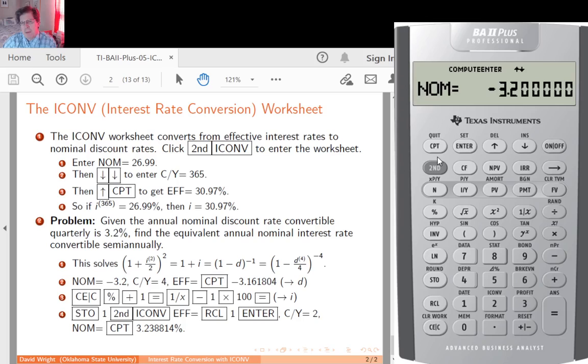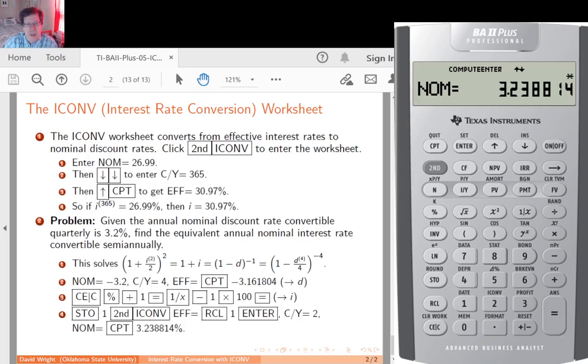Now we have to calculate the nominal rate. So we say compute on nominal. And there it is, 3.238814. And that is our answer to the question. That's the annual nominal interest rate that's equivalent, convertible semi-annually.